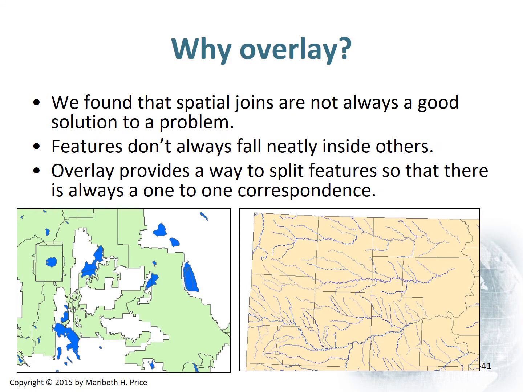So why do we do it? Because spatial joins don't always work for what we want. Sometimes we need features that don't fall neatly inside others, and the overlay provides us a way to split these features up so that there's always a one-to-one correspondence, so that we always have all the data and we don't have to summarize.